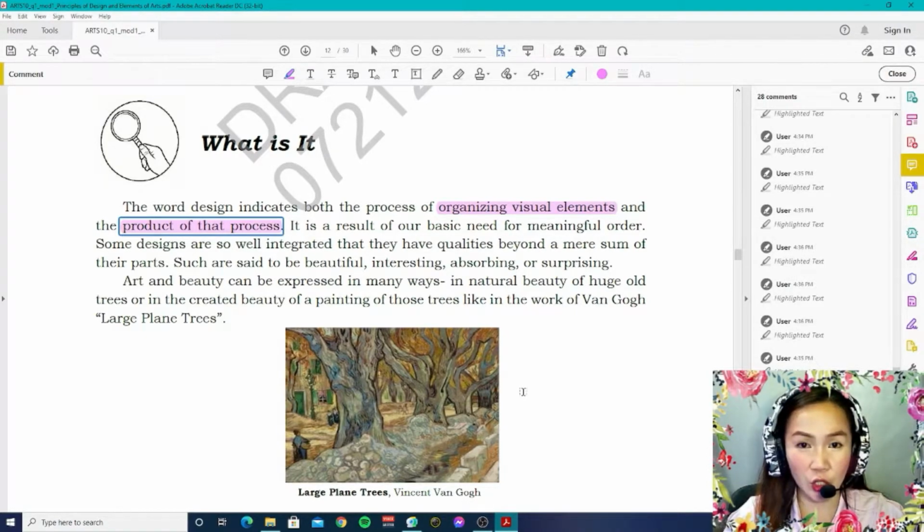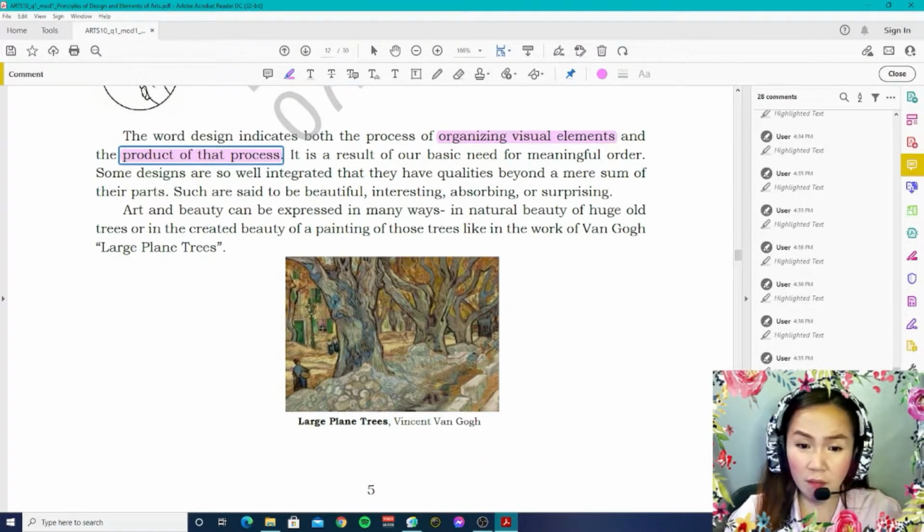Some designs are so well integrated that they have qualities beyond a mere sum of their parts. Such are said to be beautiful, interesting, absorbing, surprising. Art and beauty can be expressed in many ways, in the natural beauty of huge old trees, or in the created beauty of a painting of those trees, like in the work of Van Gogh, which is this one.